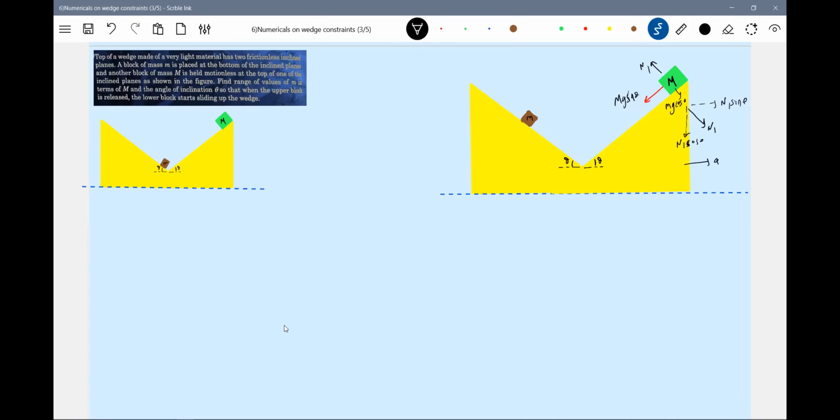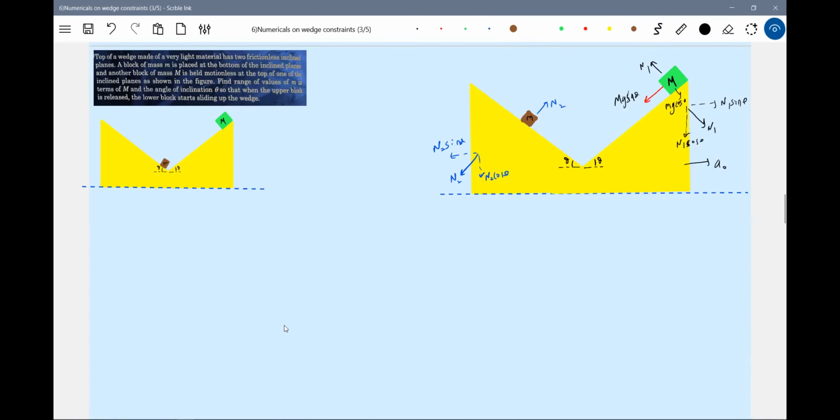Because of this, the wedge will move towards the right. Sir, here also a block is there. It will also exert a force. This also will come into the picture: N2. Then because of N2 sin theta, the wedge will also move towards the left.